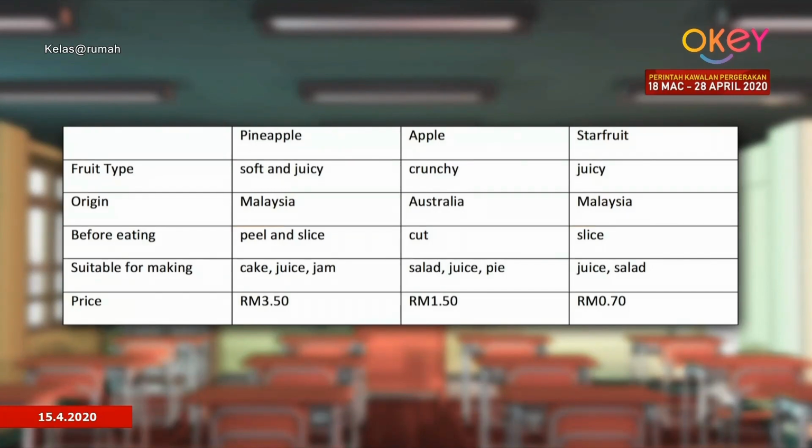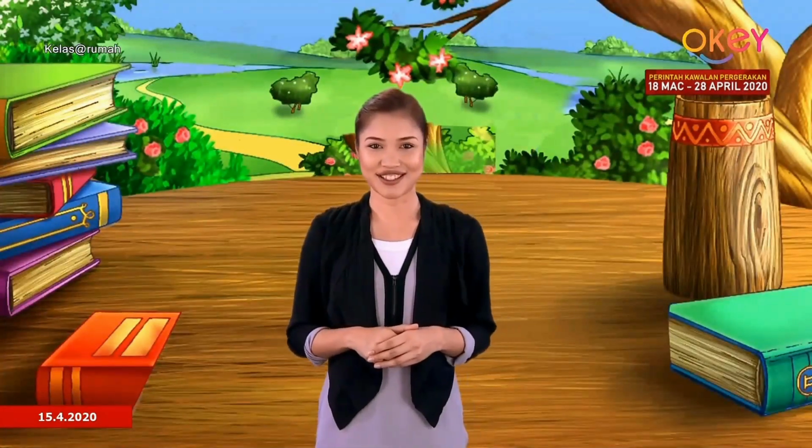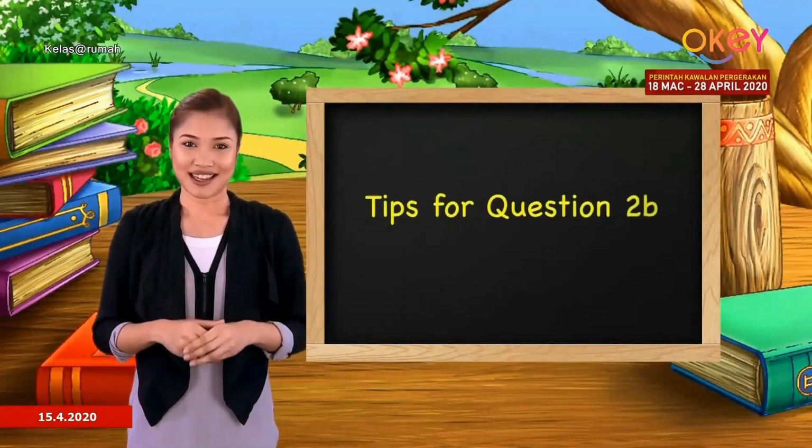For example, Malaysia, Australia, and Ringgit Malaysia. For the fourth row, there are commas, so make sure you include those commas. Also, the decimal point for ringgit. If you are very careful and your answers are written neatly, you are sure to score 10 marks for this question. Now, let's move on to question 2B.